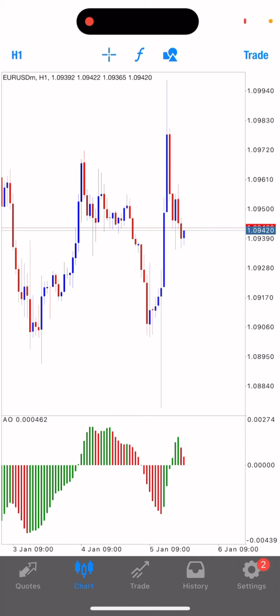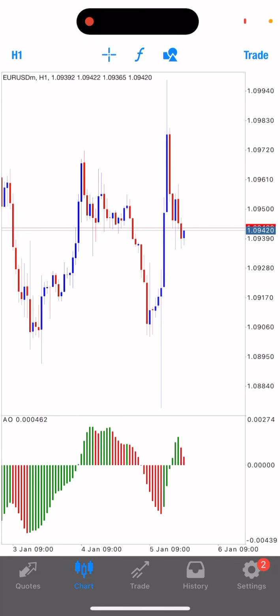price action. I'm going to be teaching you how to trade with the awesome oscillator and how to trade the awesome oscillator with price action. Trading the awesome oscillator with price action will give you 95% accurate entries. Today I'm going to be showing you how to trade using the AO divergence strategy.